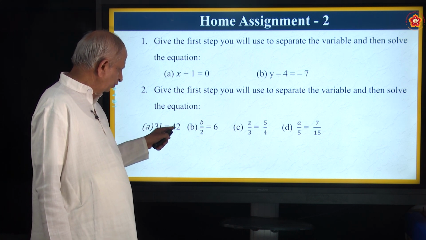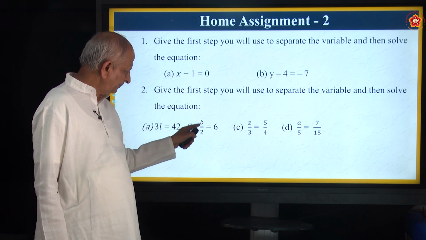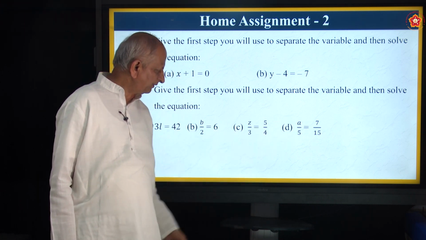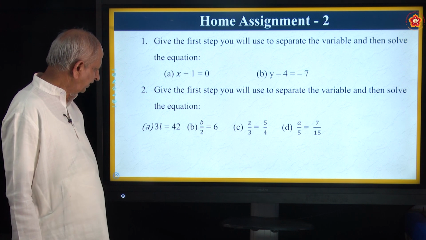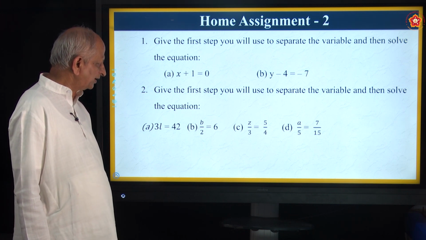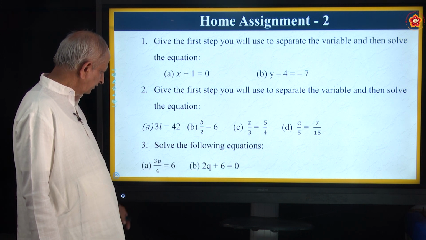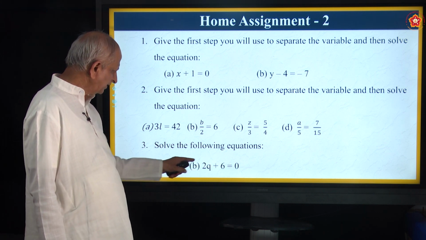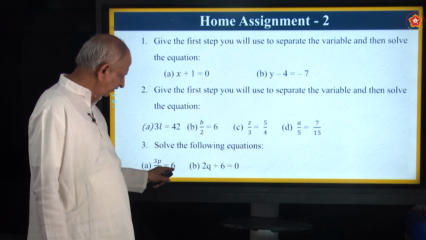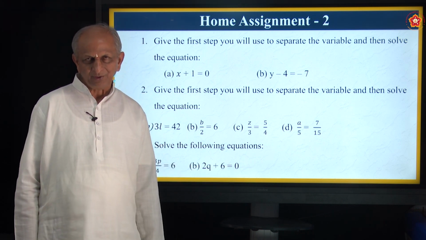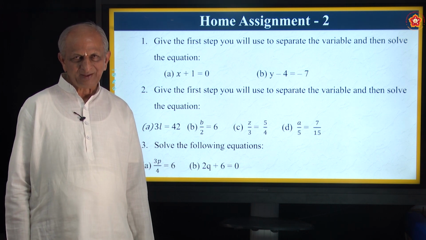3L equals 42, find L. B by 2 is equal to 6. Z by 3 is equal to 5 by 4. A by 5 is equal to 7 by 15. Okay. So, these are the equations and you have to solve them. This is only solving the equation. 3p by 4 is equal to 6, 2q plus 6 is equal to 0. Okay. We will try to solve it.